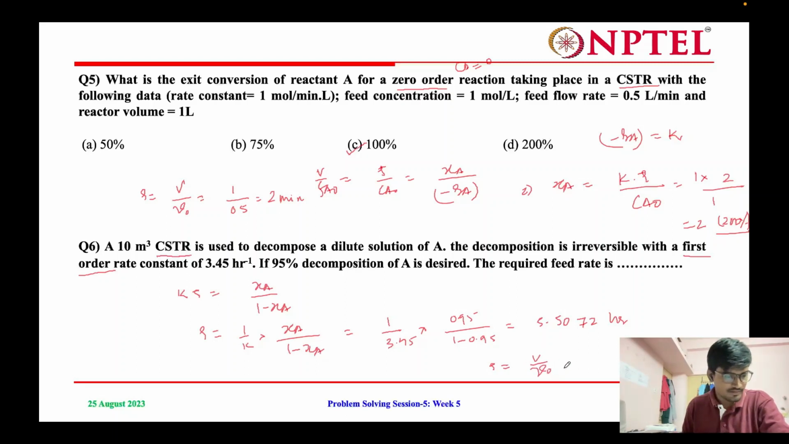Now to calculate the feed rate, as you know, tau is equal to V by volumetric flow. So you have to calculate this one. V not equal to V divided by tau. So we are given 10 meter cube and tau just calculated 5.5072. So it is 1.816 meter cube per hour. So this is the feed rate.